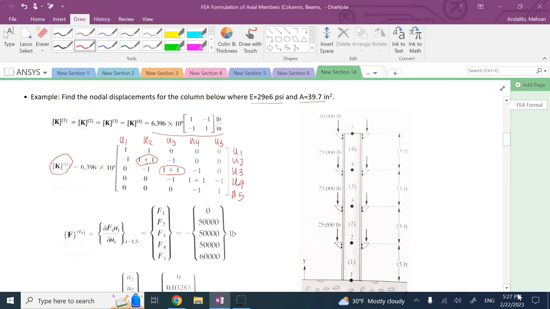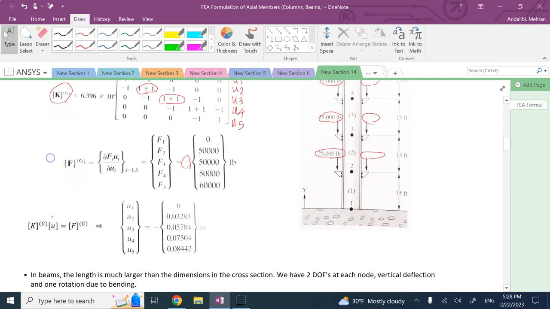Well, there is a 25 and there is the corresponding 25 on this side. It's not just written. The same thing here, 25 and 25, 25 and 25, and here 30 and 30. So you get 50, 50, 50, 60, and this negative because they are all downwards. So these are the nodal loading, and again, you say K times U equals F, and U1 is already known, right?